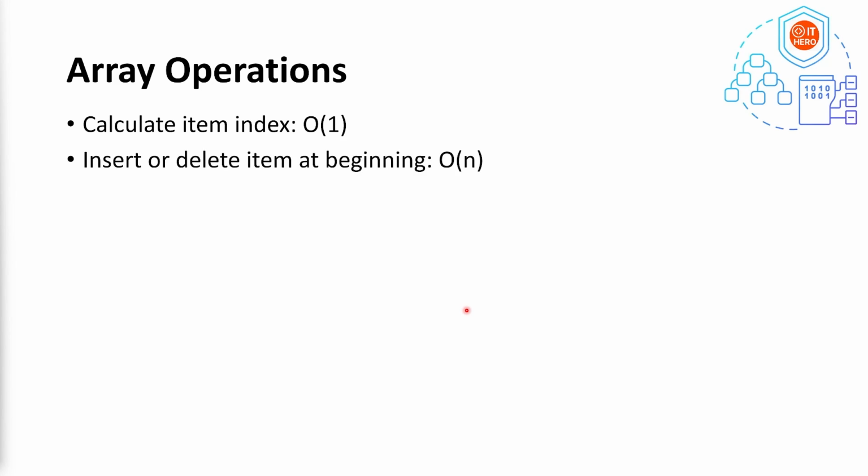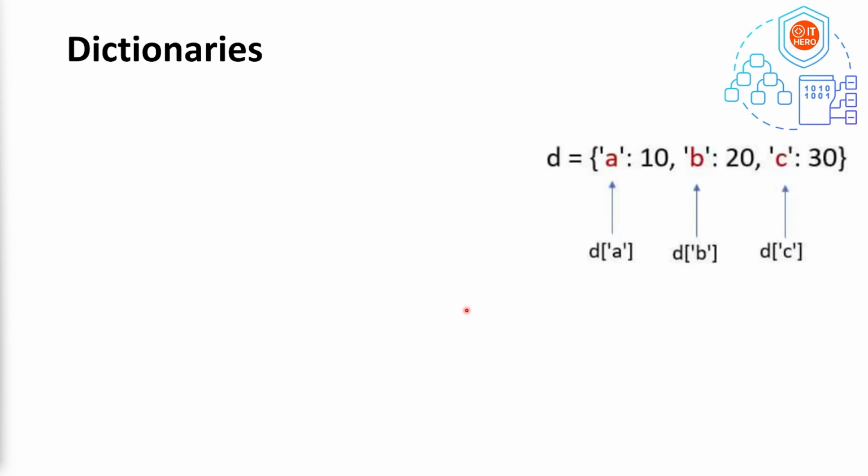Inserting an element at the beginning is a linear time complexity because if you insert an element at the beginning of an array, then all the next elements have to be shifted in memory, and this adds to the complexity. So as the input size grows, the time complexity also increases. Inserting or deleting an item at the end is a fast operation on an array because all other elements stay in place. Next, we're going to talk about dictionaries.